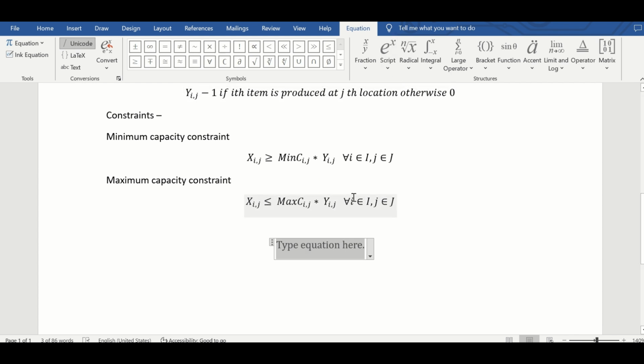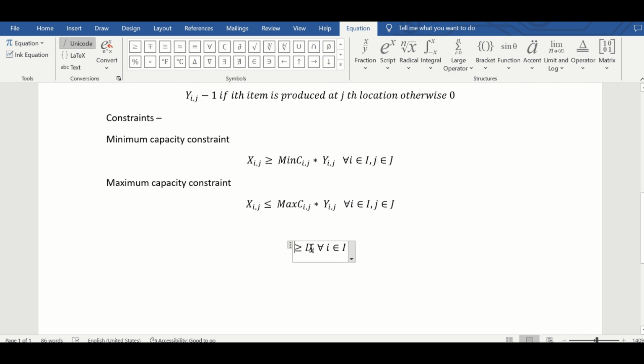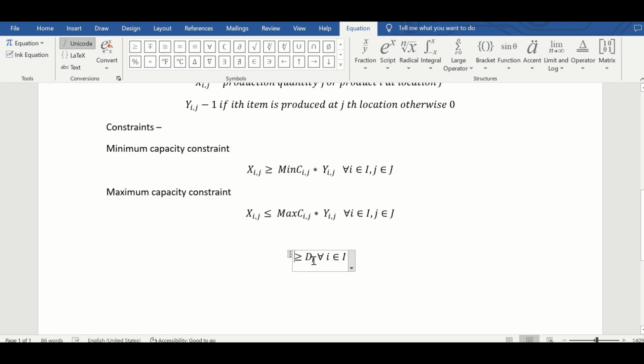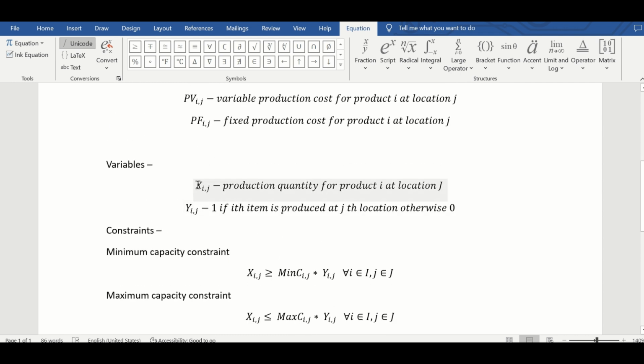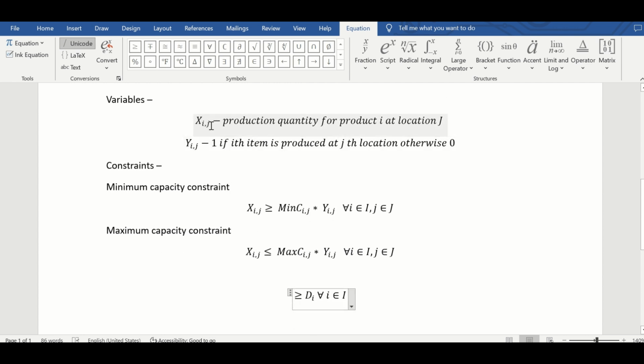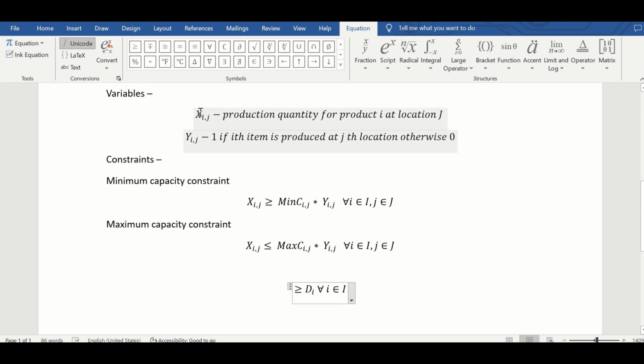Now, the constraint says that total supply should be greater than or equal to the demand. So first I'll write the right hand term. It should be greater than or equal to the demand, so this becomes D I, where I belongs to set I. Now we will write the left hand side of this constraint, which is the total supply. What would be the total supply for item I? It would be how much is produced at each of the manufacturing locations. So if we take the summation of X over J, that would tell us the total production quantity for product I.